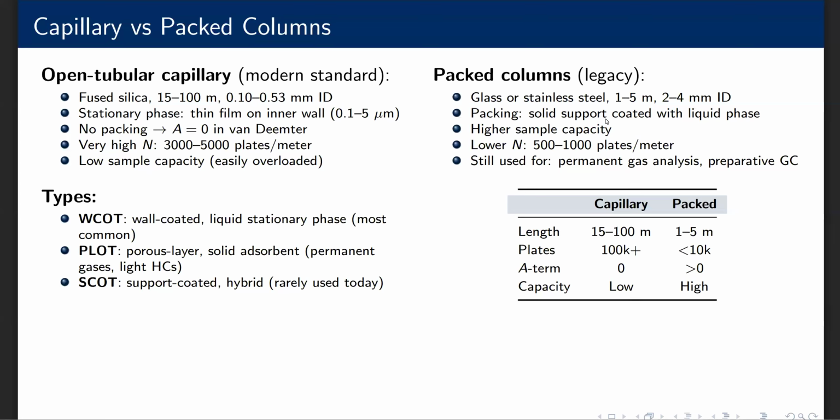WCOT columns, with a liquid stationary phase, are the most common type. PLOT columns, with a porous solid layer, are used for separating permanent gases and very light hydrocarbons that are not retained by liquid phases. Packed columns are still used in a few specialized applications like permanent gas analysis and preparative scale separations, but they are essentially obsolete for routine analytical work.